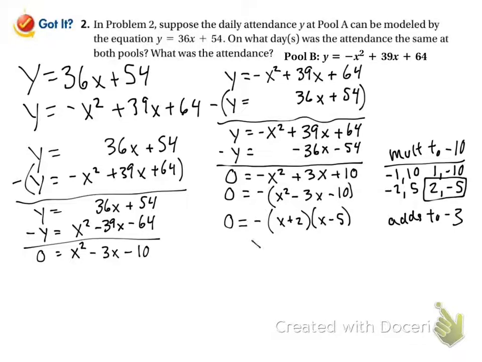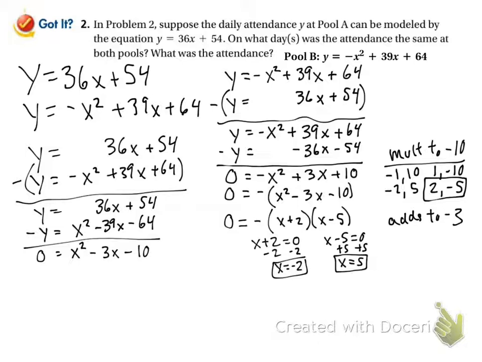So I'll set up my two equations. X plus 2 is equal to 0. X minus 5 is equal to 0. Minus 2, we get that x is equal to negative 2. Plus 5, we get that x is equal to 5. Not quite done yet, okay? Our answer needs to be a point. It needs to be an x value and a y value. So we're going to plug these back into our equation.